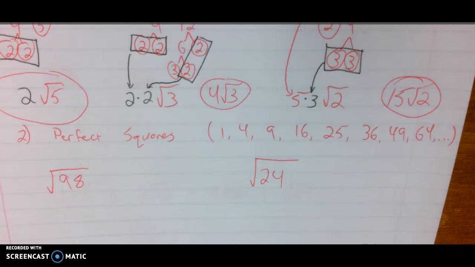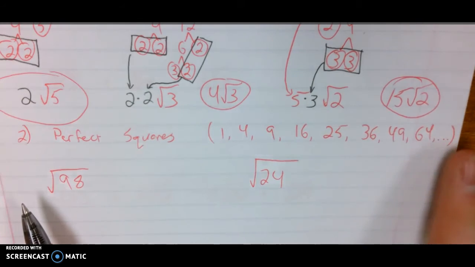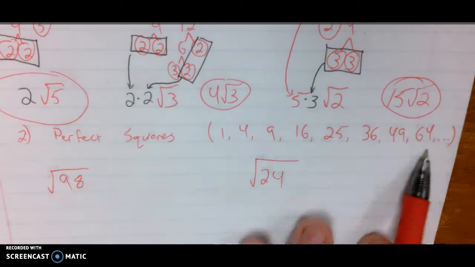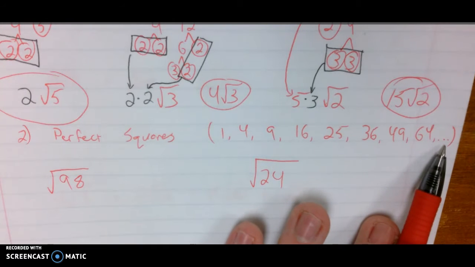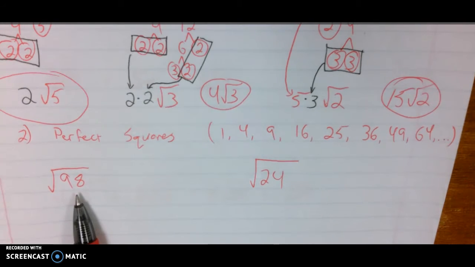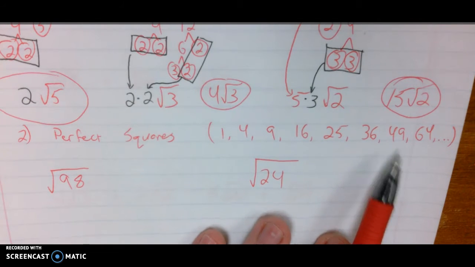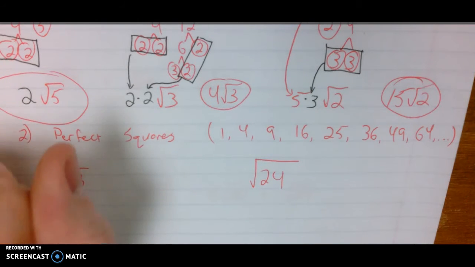So let's start off with 98. I want to find the largest number from this list, and this list would go on indefinitely. I just ran out of paper space. If I kind of work backwards, that'll help me figure out the biggest one. Beyond this would be 81. 81 does not go into 98 cleanly. 64 doesn't work. 49 would work. So 98 is really the same thing as saying 49 times 2.